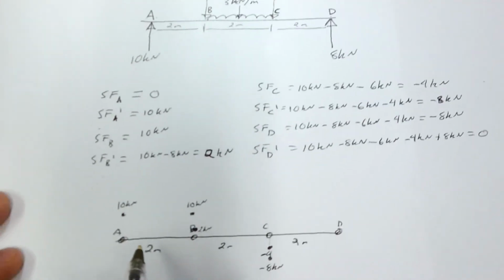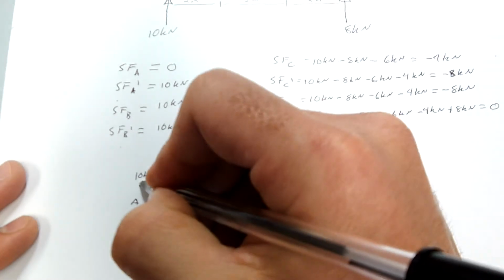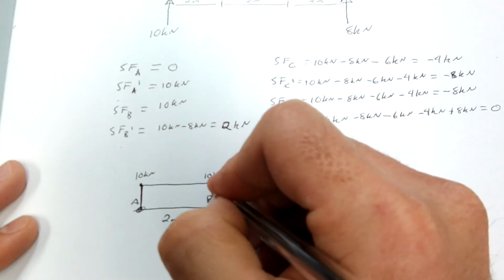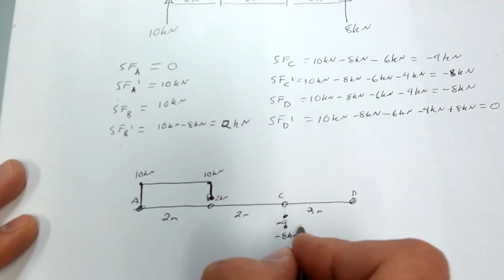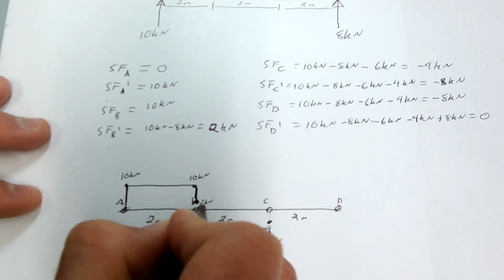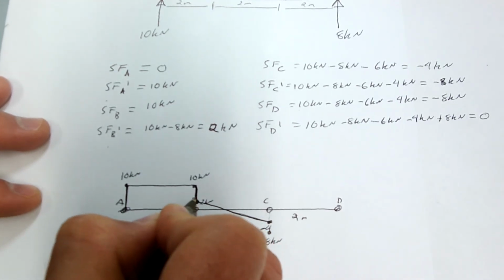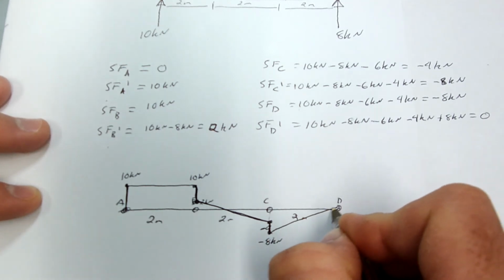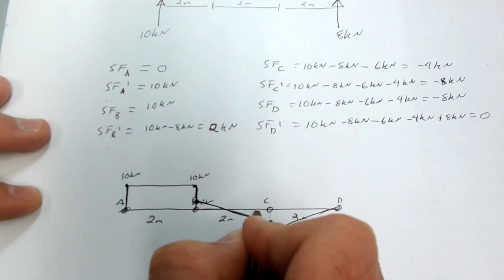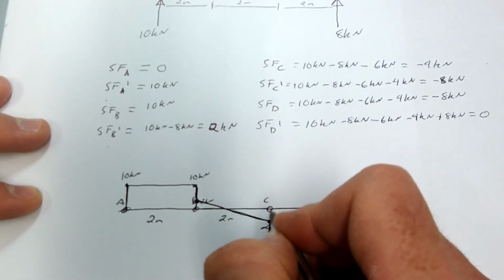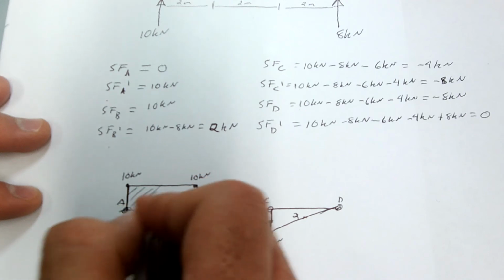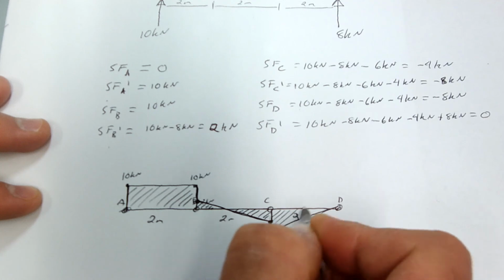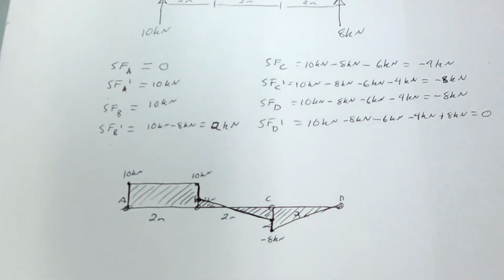So what does it look like? It looks like this. It starts like that. It drops down here to 2 kilonewtons, and then it goes to this point here. Then it drops from here to here, and then it goes back to here. So that is our shear force diagram.